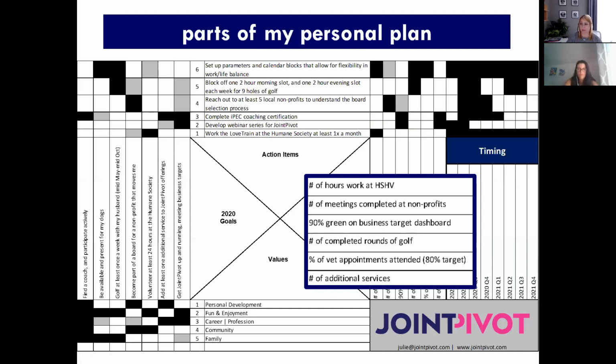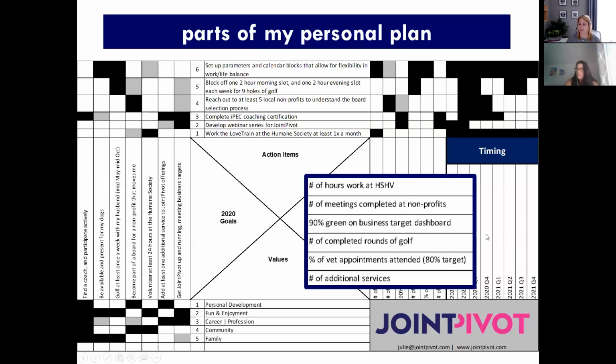That one is particularly important for me because I have had 3 senior dogs. I've got 1 senior dog left, but for 2 of them, I wasn't really available a lot for their last appointments, and I feel horrible about that. So I'm actually targeting that for the one older dog that I do have left, and the 2 young ones, to make sure that I'm available for 80% of their vet appointments, so it's not the responsibility of my husband. And then also monitoring the number of additional services that we at Joint Pivot offer, so that I know from a metrics perspective how much of an impact I'm having on my action items, which impacts my goals, which impacts my values.